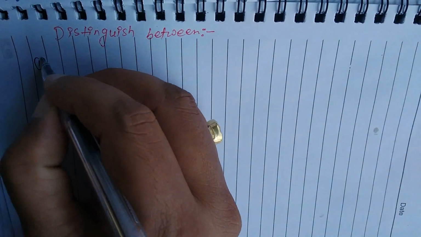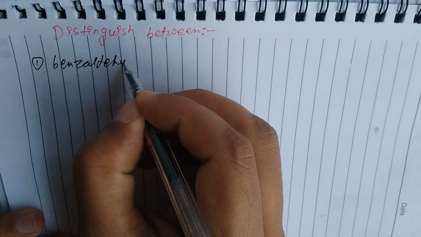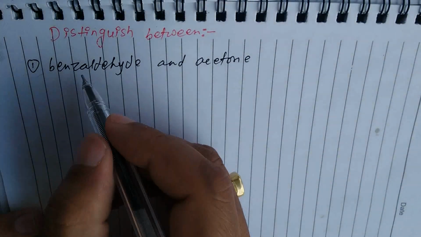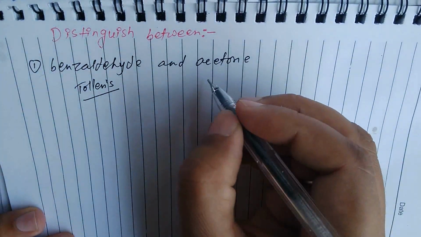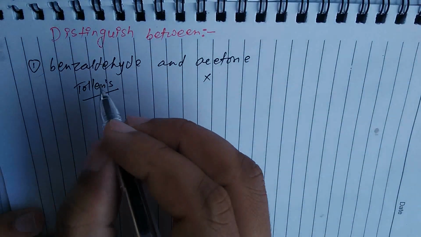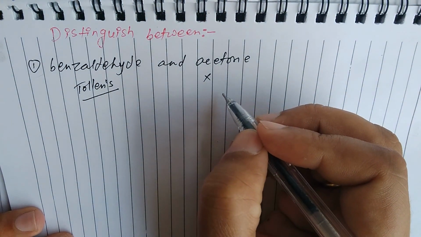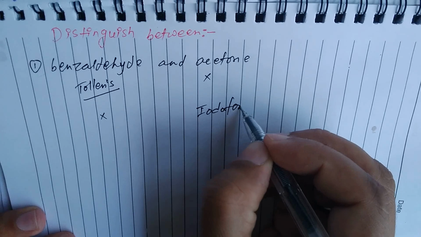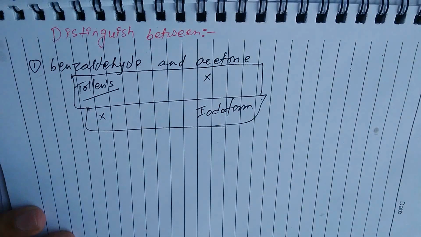Now let us see some examples to distinguish. First, benzaldehyde and acetone. Benzaldehyde gives Tollen's test, but acetone does not give Tollen's test. Benzaldehyde does not give Fehling test. Acetone also does not give Fehling test. Benzaldehyde does not give iodoform test, but acetone gives iodoform test. Okay.